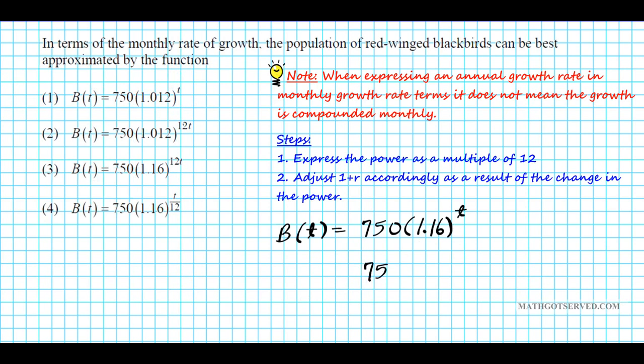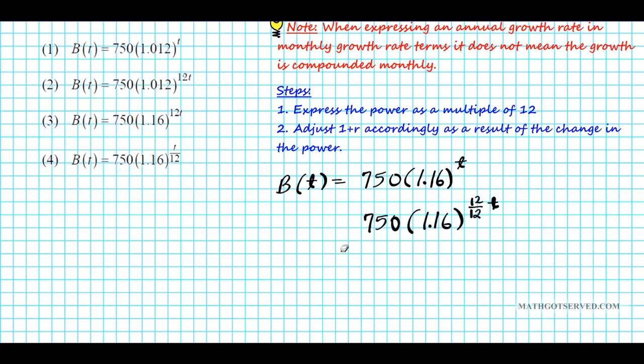This is really cool. You have 750 times 1.16 raised to the 12 over 12. Now, what is 12 over 12? 12 over 12 is 1. So I didn't change the problem. I just introduced 1. Okay? So what I'm going to do is I'm going to separate the power into numerator and denominator. So I'm going to have 750 times 1.16. I'm going to take the denominator and put it right here. And then I'm going to put the numerator outside with the t.